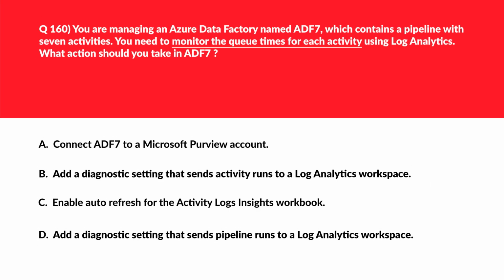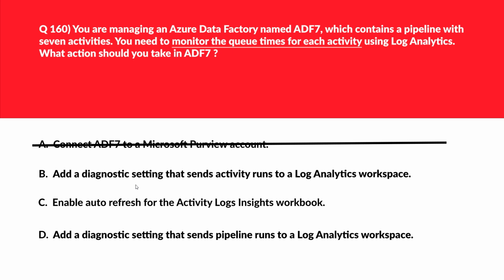Alright, this seems to be a brainstorming question because we need to monitor the queue times for each activity using Log Analytics. We'll look at option A. A says connect ADF, ADF by the way is Azure Data Factory, to a Microsoft Purview account. Connecting Azure Data Factory to a Microsoft Purview account is for data governance and does not help in monitoring queue times, what's required by the question. So incorrect choice. Let's move to option B.